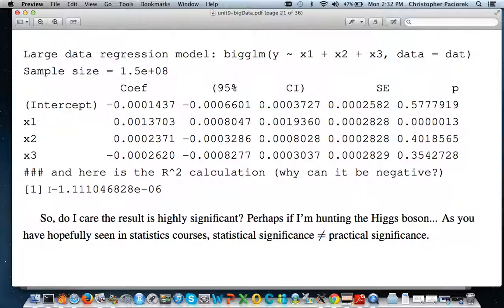It just means that you can say with a fair amount of confidence that the coefficient is not 0, but that doesn't mean it's big enough to be interesting. So I have this comment about, if I'm a physicist looking for the Higgs boson, that might be a case where finding very, very small effects that are significantly different than 0 is something I'm interested in. But in most practical applications, this wouldn't be particularly interesting.